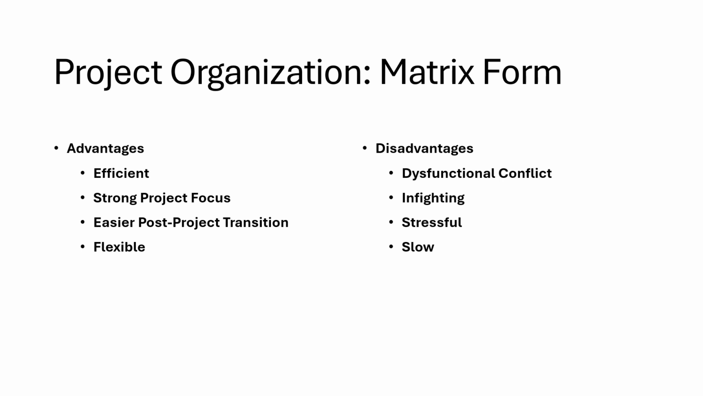Easier post-project transition as well as flexibility. Matrix arrangements provide for flexible utilization of resources and expertise within the firm. In some cases, functional units may provide individuals who are managed by the project manager. In other cases, the contributions are monitored by the functional manager. The disadvantages are dysfunctional conflict and infighting. It can sometimes be quite stressful to work in a matrix structure, and reactions can be slow.